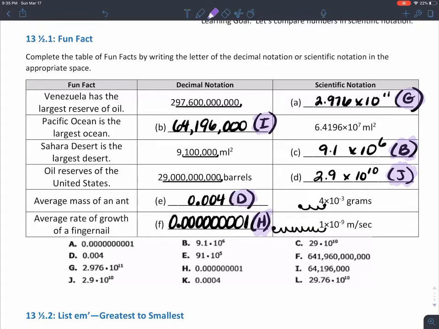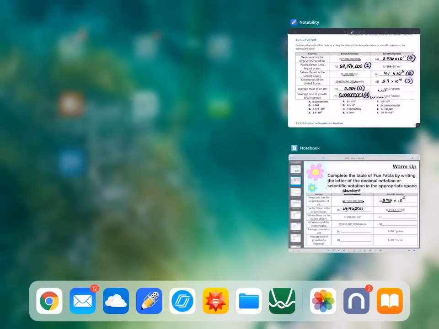Again, I've gone through and I've shown you how I put a decimal and move my decimal place. Your exponent is the number of times you move your decimal place, and your coefficient has to be a number between 1 and 10.